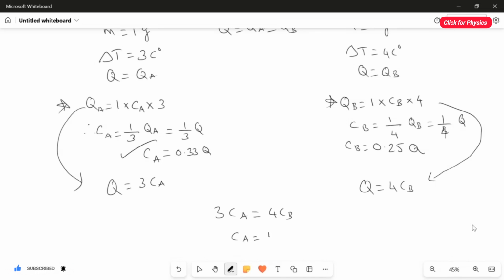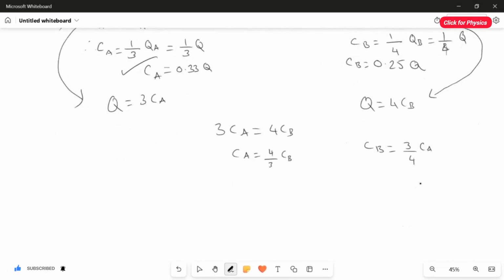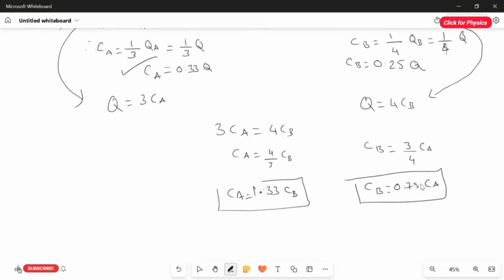Therefore CA equals 4 over 3 times CB, and CB equals 3 over 4 times CA. Now if you find the answer here, 4 over 3 gives the value of 1.33 times CB, and CB, which is 3 over 4, is nothing but 0.75 times CA. So which one is the greatest? The greatest here is again CA. So either you can give the answer like this, or you can cross-check the answer like this.